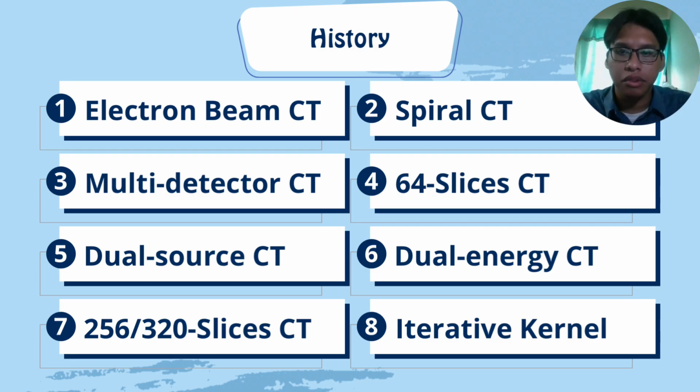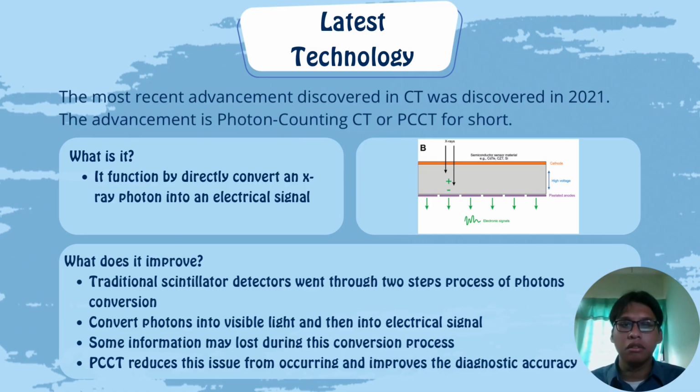After that, we got 256 or 320 slices CT, which improves the resolution of the CT further than the 64 slices CT. And finally, we got the iterative kernel CT, which improved the reconstruction of the CT scan radiograph without the need for us radiographers to increase the radiation dose received by the patient. Now the most recent advancement in CT was discovered way back in 2021, and that advancement is known as photon counting CT, or PCCT for short.